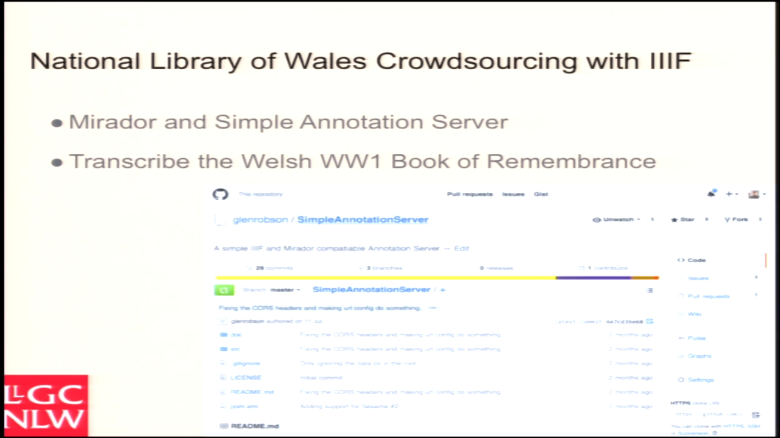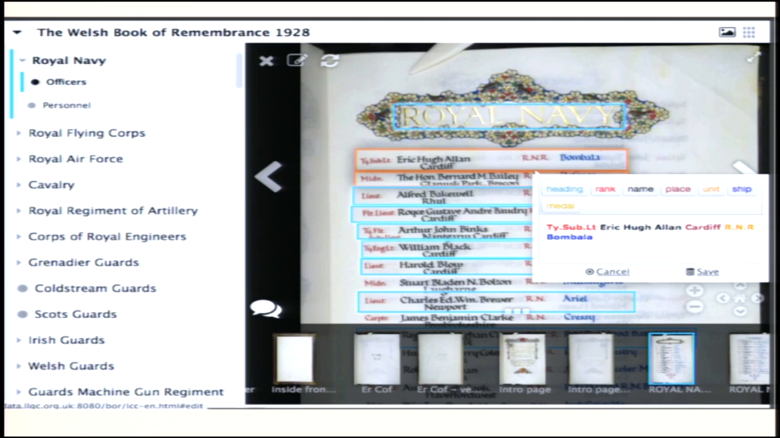So we're using it to transcribe the Welsh World War I Book of Remembrance. This is a book which contains a list of every Welsh soldier who died in World War I, and any soldier who fought with the Welsh regiments. We're working with volunteers around Wales to transcribe the content. We're asking them to use Mirador and to drag a box, type what they see, and then type the different fields so that we've got the data about people, where they're from, if they served on ship, and which regiments they were from.